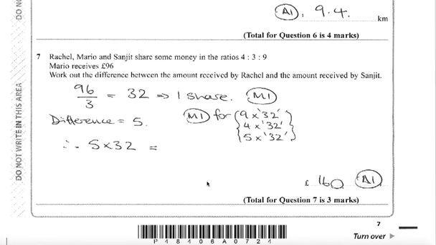Question 7. We're told that Mario receives 96, so Mario's share is the 3. 96 over 3 is 32, which is 1 share. The difference between Rachel and Sanjit is 5 shares, so we now need to know what 5 32s are, 160.